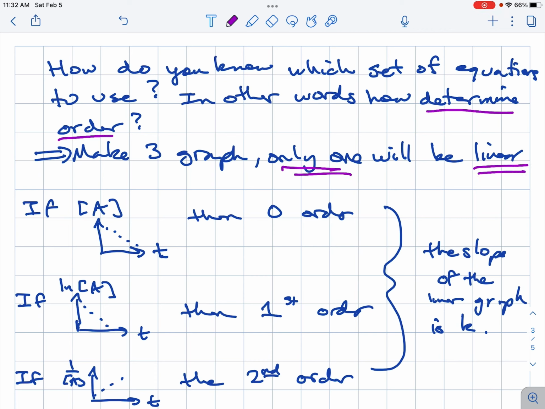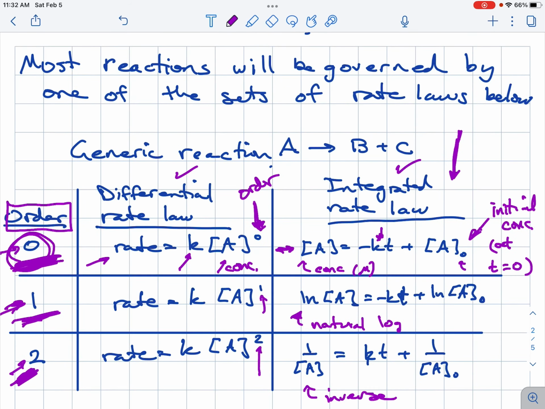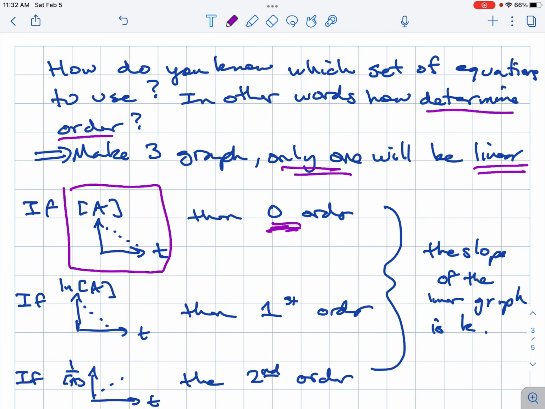So if the concentration versus time is linear, then the reaction is 0 order, because that fits the rate law that we saw up here, concentration versus time. That would be in the form of y equals mx plus b, that's a straight line. If that's the one that comes out to be a straight line, the reaction is 0 order. If the natural log of concentration versus time is a straight line, then the reaction is first order. If 1 over the concentration versus time is linear, then it's second order.